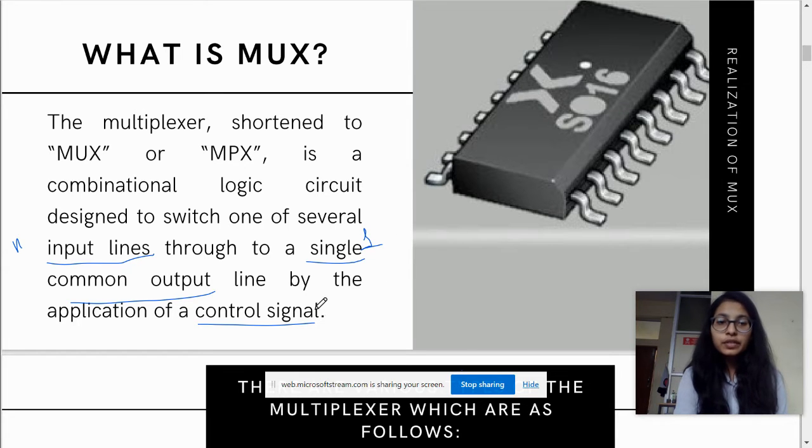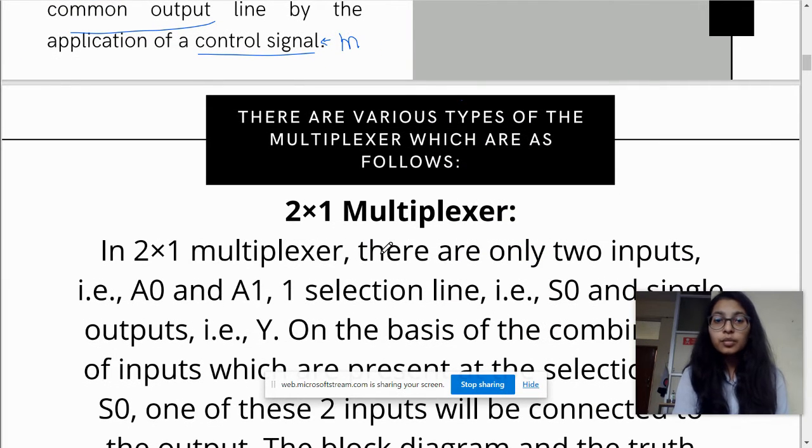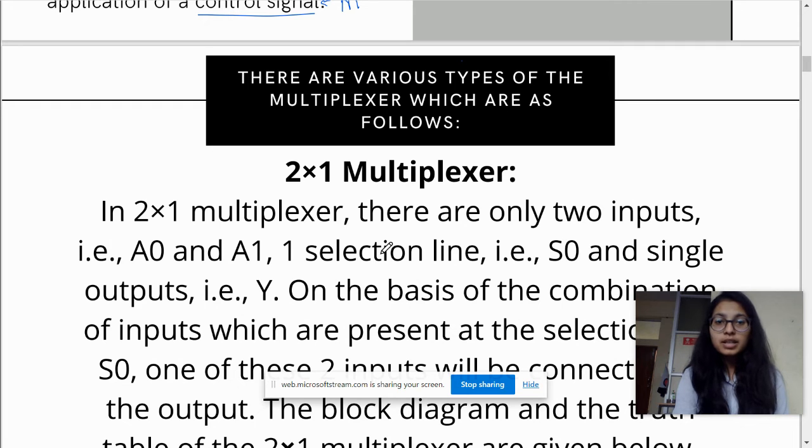And the control signals we can also call selection lines. So we can take the number of selection lines as m. So n is the number of input lines, one output we'll be having, and m control signals or m select lines. Now, moving on to the various types of multiplexer.